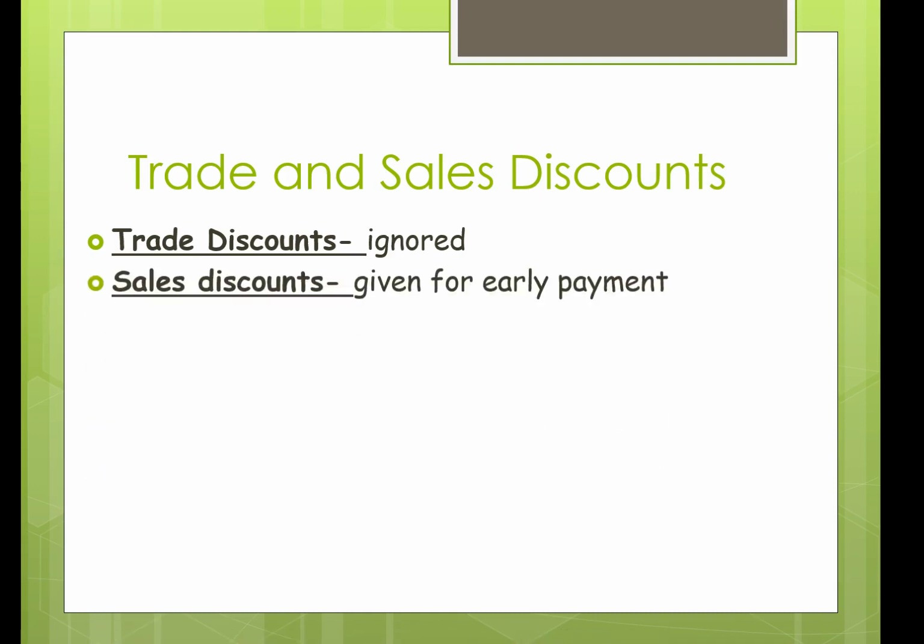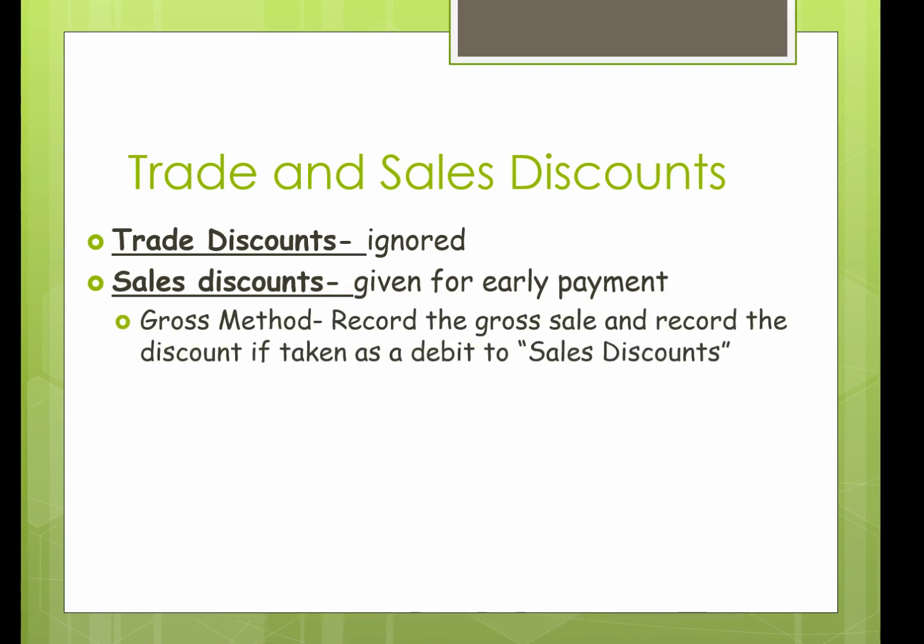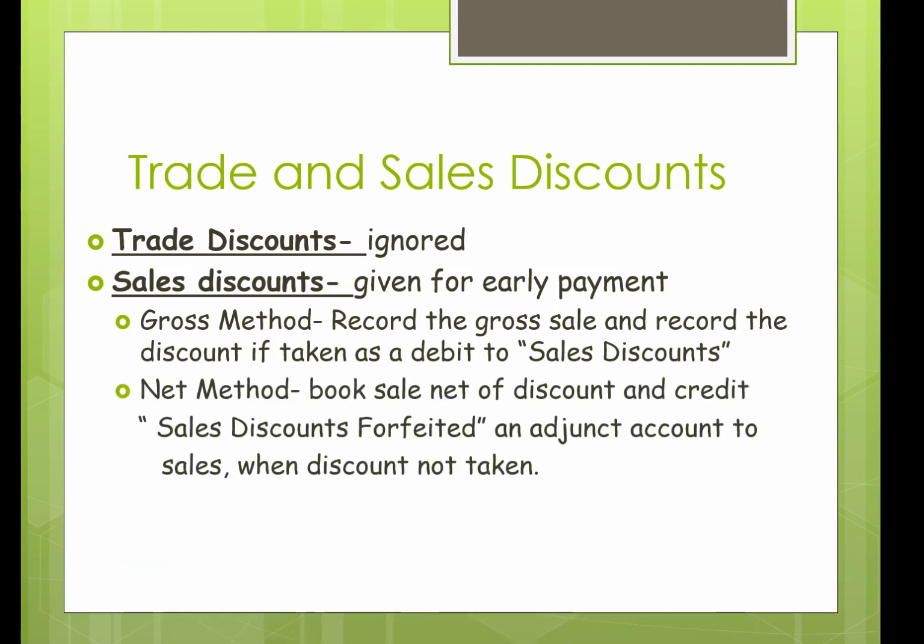Sales discounts are different. These are, you get incentivized if people pay you early. So we have two methods here. We have what's called the gross method. You record the gross sale and record the discount if taken as a debit to sales discounts. The net method. We book sales net of discount and credit sales discounts forfeited, an adjunct account to sales, when discount not taken.